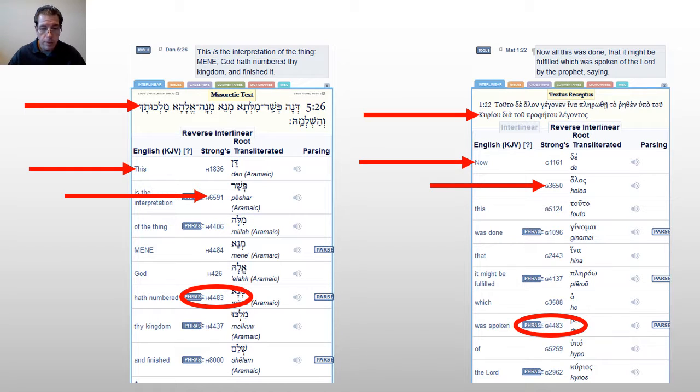Now we look at this and we'll see that some numbers match. In this example, 4483 occurs in both verses. H4483 from Daniel, and then we look at Matthew, that would be G4483 because it's Greek, it's in the New Testament. So we see that these words are numbered and you can look them up with ease.